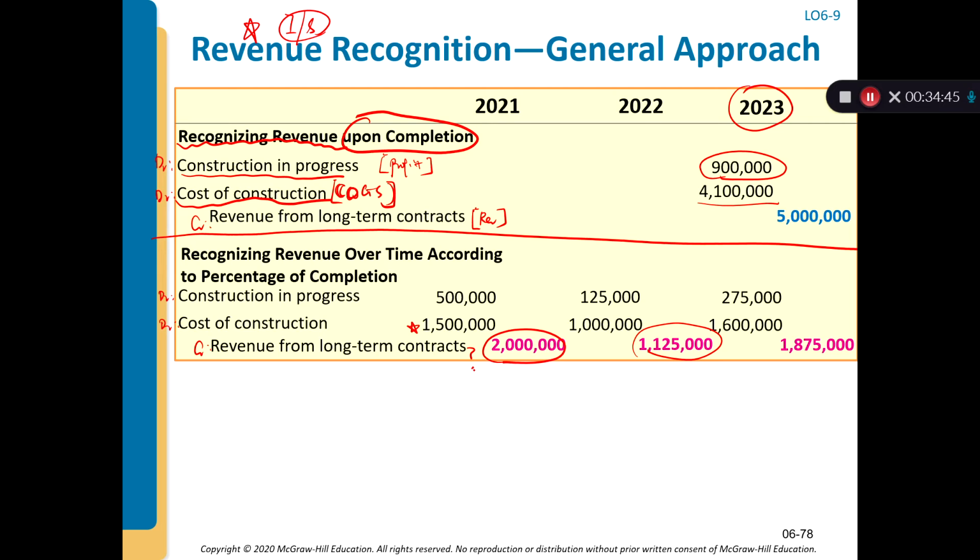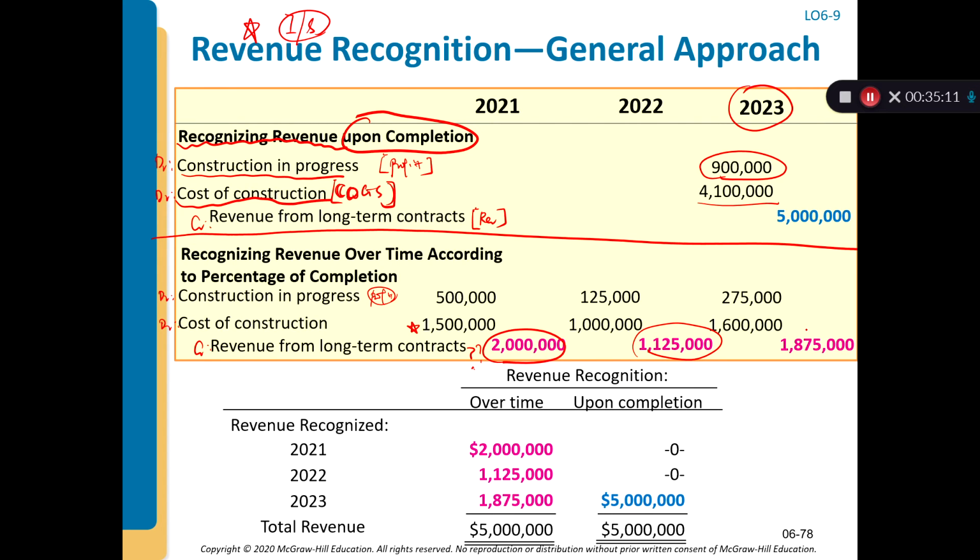But you have a question about how we recognize the revenue and the profit itself, right? The profit under the construction in progress account is just going to be the difference between revenue and the cost. And so therefore the key is to know how I know that the first year the revenue is 2 million, the second year is 1.125 million, and the third year is 1.875 million, right? But at least you can see, no matter whether we are up on completion or over time, they all add up to $5 million as revenue, which is the transaction price, right?